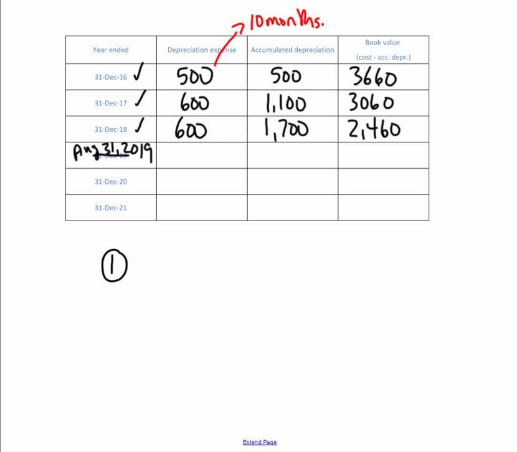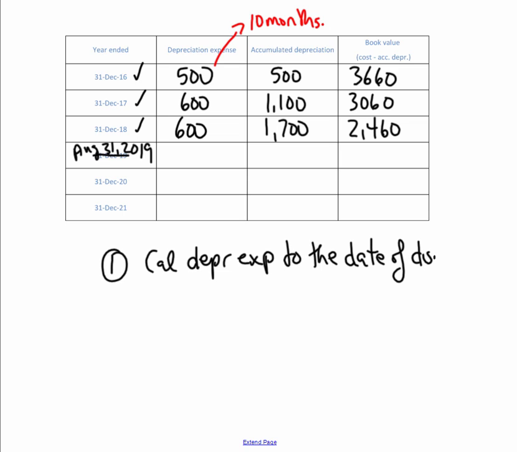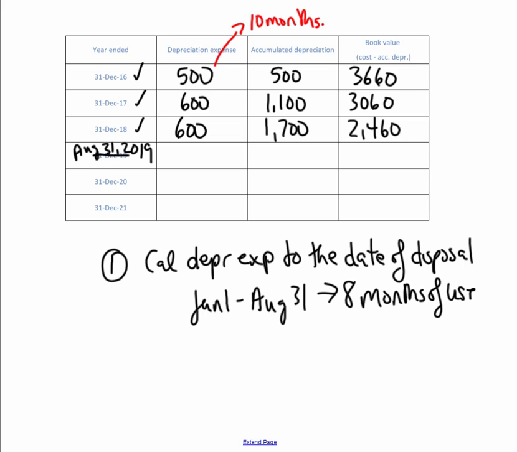Number one is we have to calculate the depreciation expense to the date of disposal. Because we know that we didn't use this in 2019 for 12 months. We used it from January 1st to August 31st. So how long is that? January, February, March, April, May, June, July, August. 8 months of use. Well, if we had 8 months of use, we know we have to use the monthly depreciation. So we already know that from previous videos.